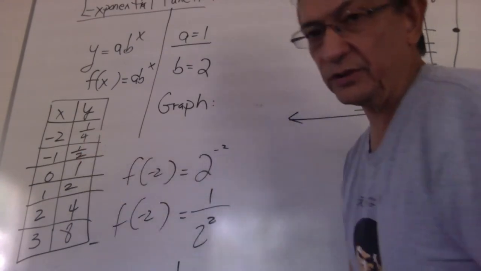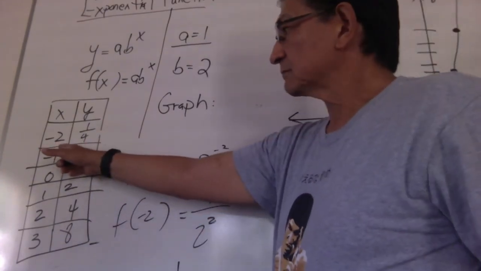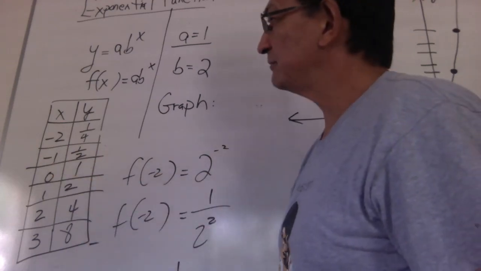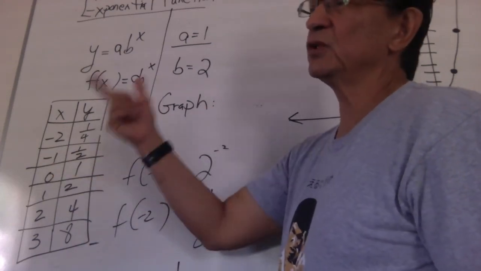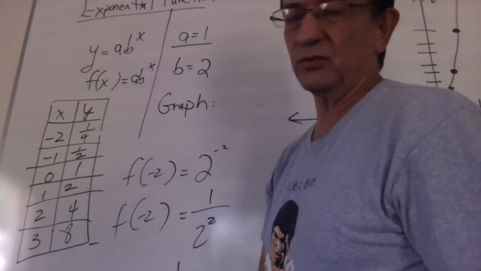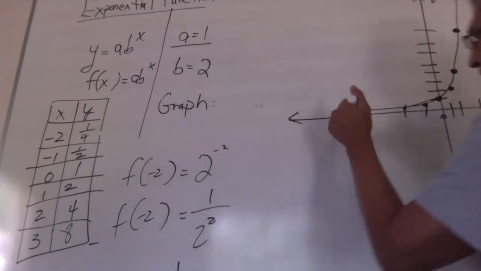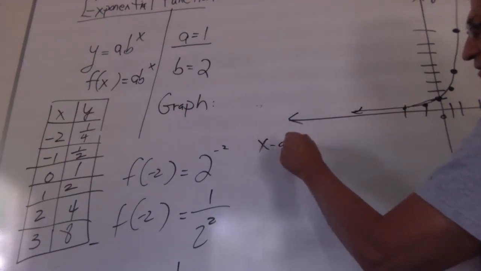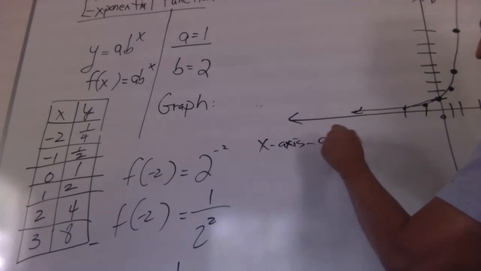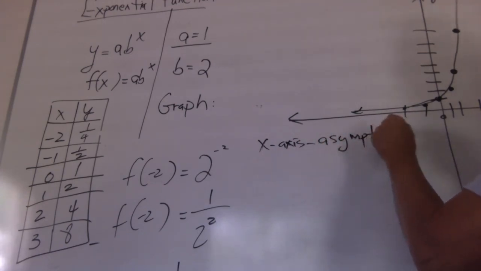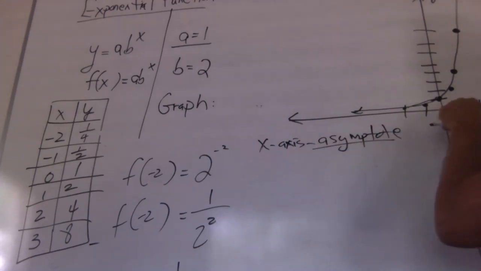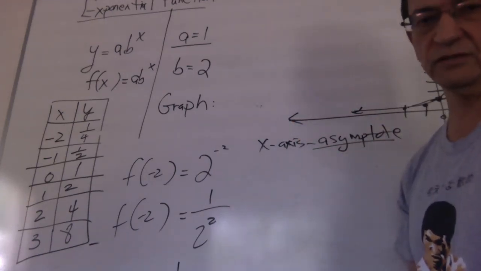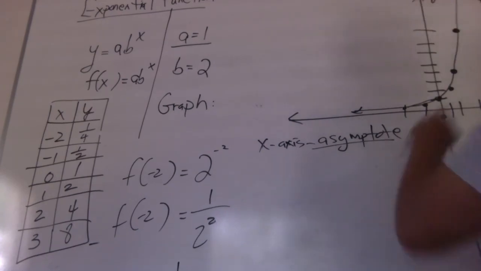If I put a negative 10 here, I'm going to have 2 to the negative 10, which is 1 over 2 to the 10th power, which is a really small fraction. So in math, the x-axis in this problem is called an asymptote. Hopefully I spelled that right. That means it gets closer and closer to this value, but it actually never reaches that value. All right, so this is graphed.